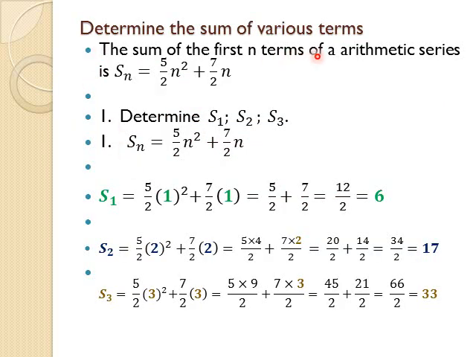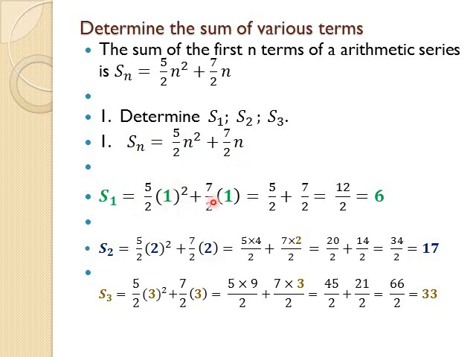Right, so determine the sum of various terms. They say the sum of the first n terms of an arithmetic series is Sn equals 5 over 2 n squared plus 7 over 2 n. Determine the sum to one term, sum to two terms, and sum to three terms. So the Sn is given, so I substitute n becomes 1. Wherever I see n, I place 1.